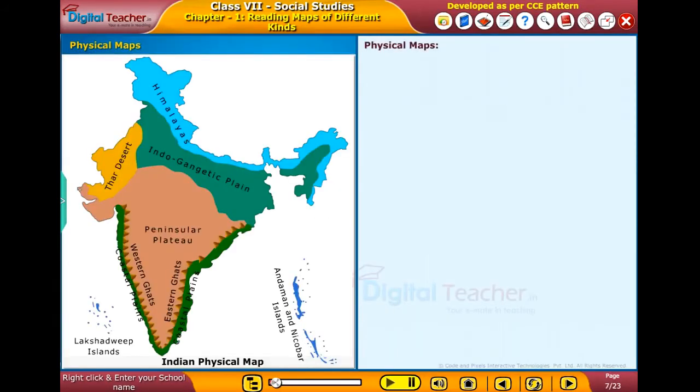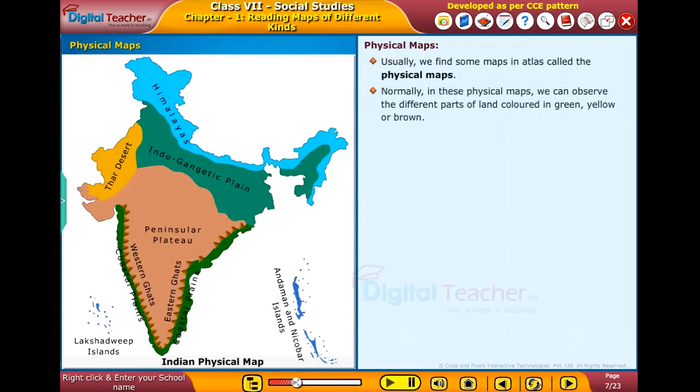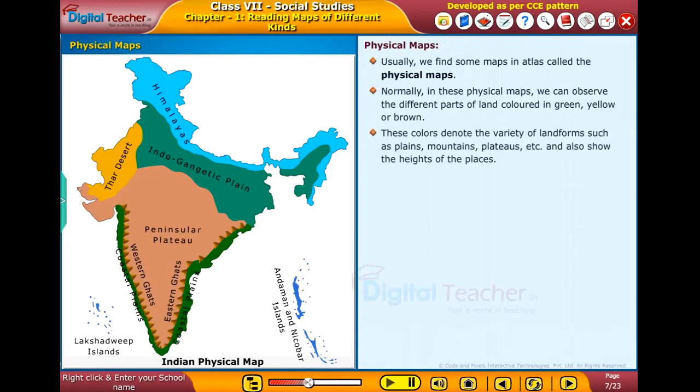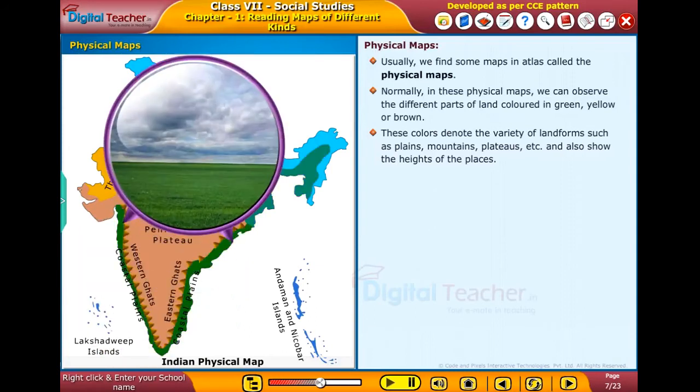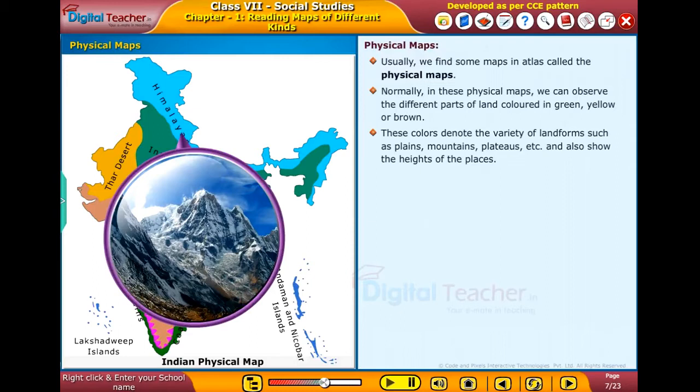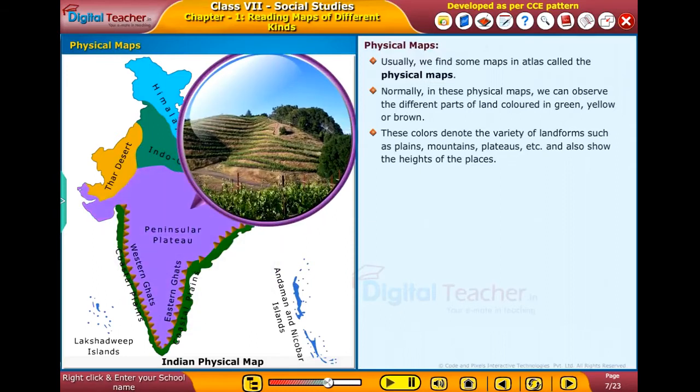Now, let us learn about the physical maps in brief. Usually, we find some maps in atlas called the physical maps. Normally, in these physical maps, we can observe the different parts of land colored in green, yellow, or brown. These colors denote the variety of landforms such as plains, mountains, plateaus, etc., and also show the heights of the place.